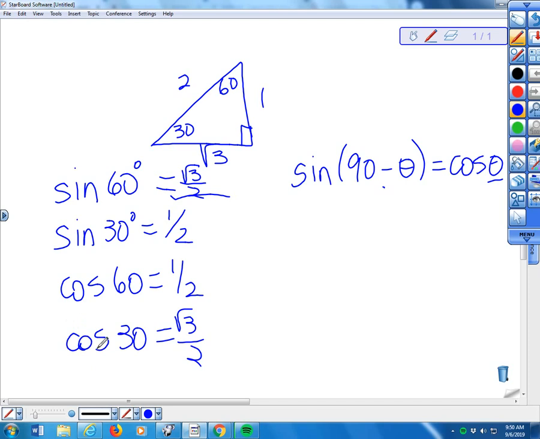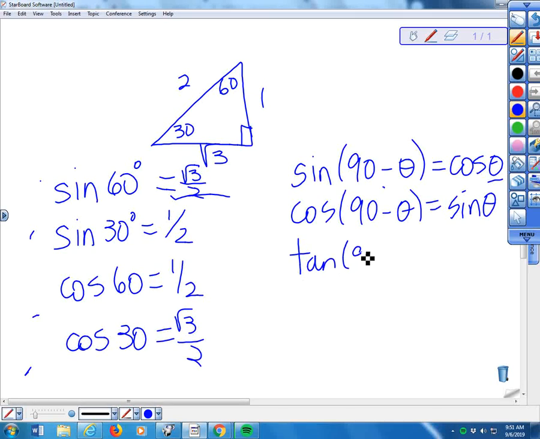Right? Sine of 60 is equal to cosine 30. Sine of 30 is equal to cosine 60. So sine of 90 minus theta is equal to cosine theta. Cosine of 90 minus theta equals sine theta. Tangent of 90 minus theta equals cotangent theta. And then cotangent of 90 minus theta equals tangent theta.